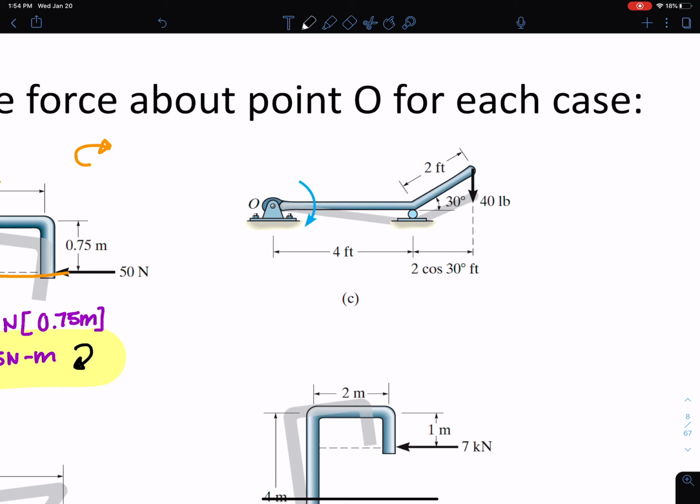Let's do another one here for C. So what I have here, I have a 40-pound force, right? And I need to figure out what my moment is about point O. So the first thing I want to do is I want to figure out what my moment arm is.